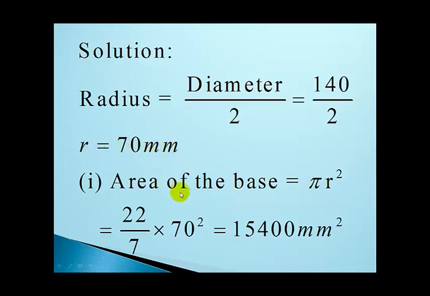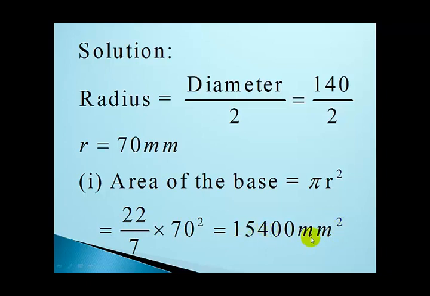So the area of the base, which is equal to pi r squared, by substitution, is equal to 22/7, where 22/7 is pi, times 70 squared, because of r squared, and r is equal to 70. So instead of r squared, we have 70 squared. So the area of the base is equal to 22/7 times 70 squared, and this is equal to 15,400 millimeters squared.